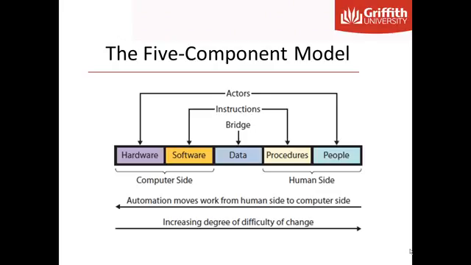Data provides the bridge between the computing component on the left side of the model and the human components on the right side. The order of the components relates to the relative ease to change and the amount of organizational disruption involved in changing each of the components. The easier to manage components are to the left, and the harder ones, like people, are on the right. The process of automation involves moving work from the human side to the computer side.